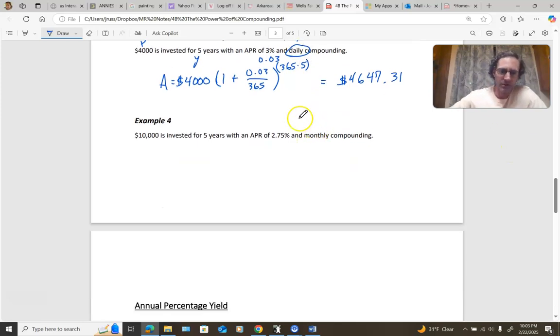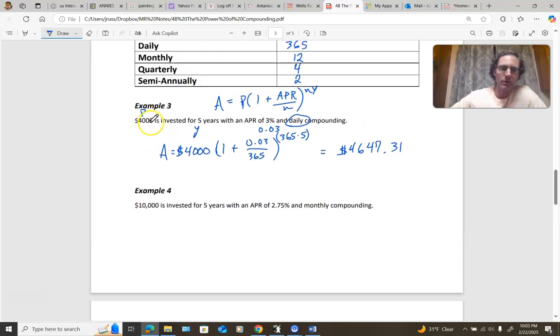All right. Well, let's do another one like this. So example 4, we've got $10,000. We're going to invest it for 5 years again at an even smaller interest rate, but we're going to have monthly compounding. Okay? So n in this case would be 12. I'll go ahead and write the APR as a decimal. Y is 5 years, and the principal is $10,000.